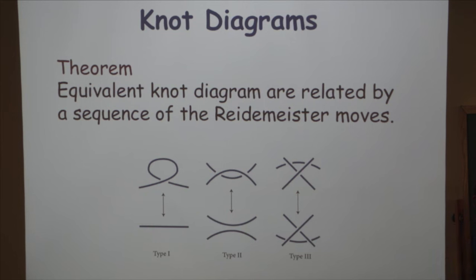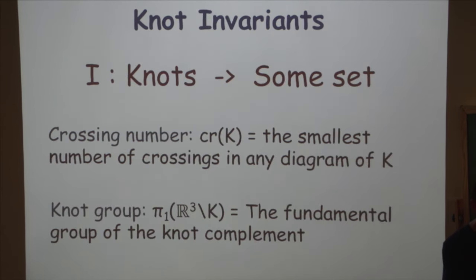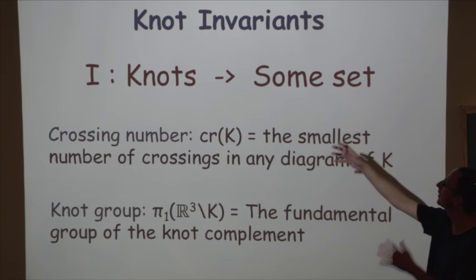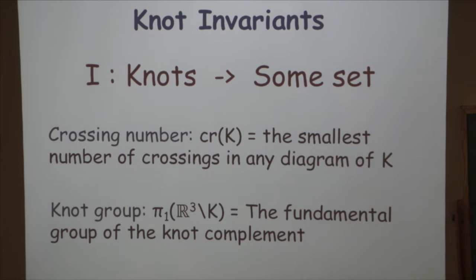And then you want to show that two knots are not the same. People came up with the idea of knot invariants. So let's define all sorts of functions from the space of knots to any other set.